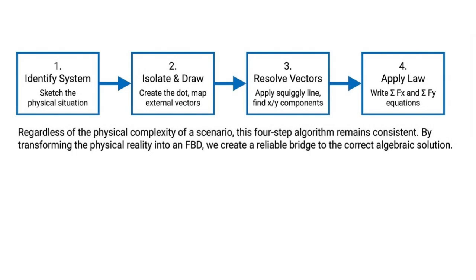At this point, it's important to understand that no matter how complex a physical situation might seem, there's a straightforward process we can follow every time. It involves 4 key steps. First, we identify the system by sketching out the physical setup. Then, we isolate the system and draw the external forces acting on it using a dot and vector map. Next, we resolve those vectors into horizontal and vertical components so we can analyze them more easily. And finally, we apply the laws by writing equations that sum the forces in both the x and y directions. By turning the real-world problem into this structured free body diagram, we make sure we're setting up the right equations to find the correct solution.